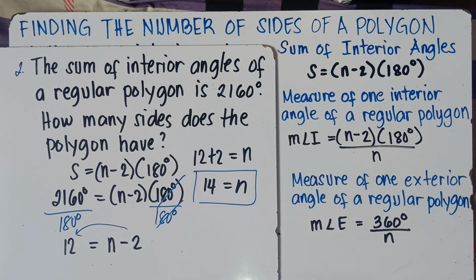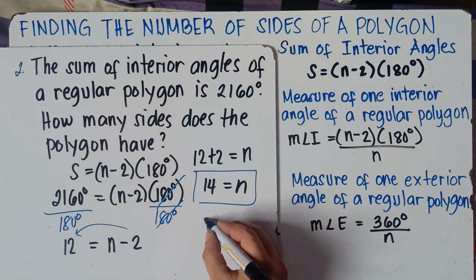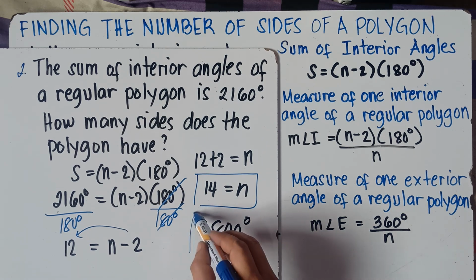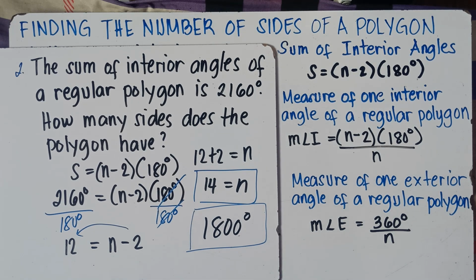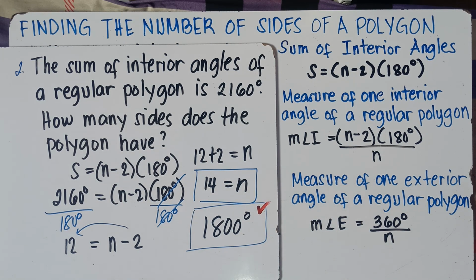Now what if, class, the sum of interior angles of a regular polygon is 1,800 degrees? You try this one, class, and put your answer in the comment section down below. Let me check if you really understand our topic. What if the sum is 1,800 degrees? Find the number of sides and put your answer in the comment section down below. Let me check, class, if you understand our topic for today.